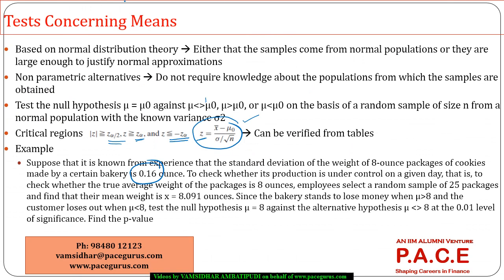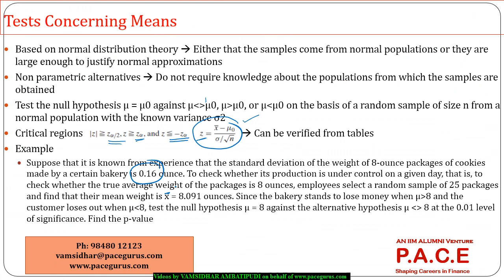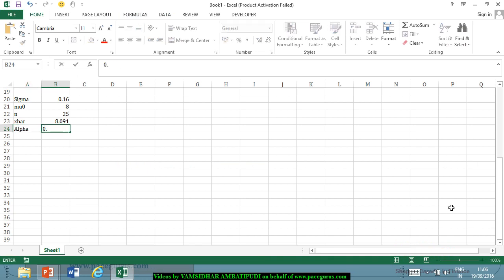and find that their mean weight, because it's a sample, x bar, is 8.091. Check: since the bakery stands to lose money when mu is greater than 8 and the customer loses out when mu is less than 8, I don't want mu to be greater than 8, and I don't want mu to be less than 8. So that is where I want to test the null hypothesis of mu equal to 8 against the alternate hypothesis of mu not equal to 8 at 0.01 level of significance. So I am having my alpha as 0.01.